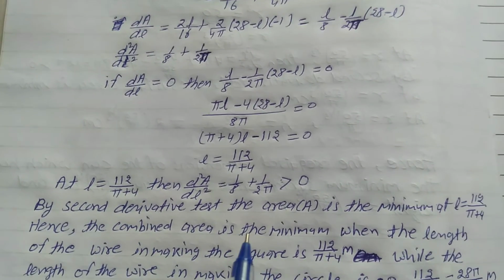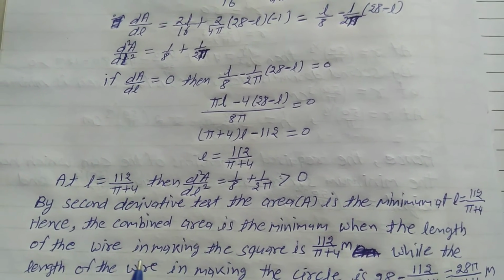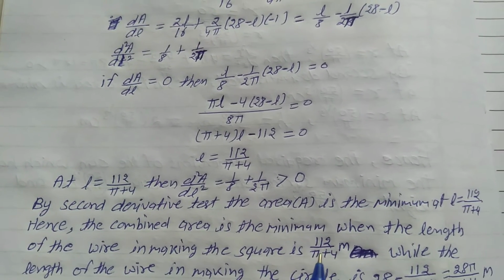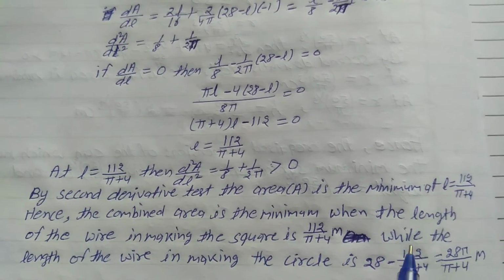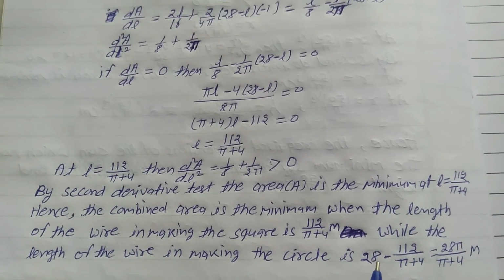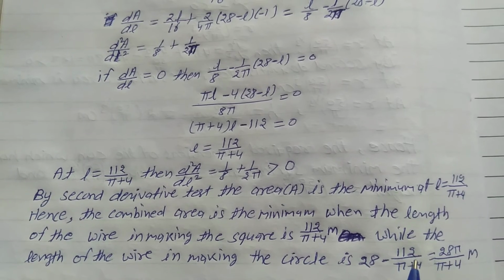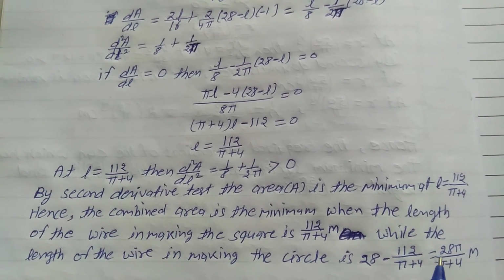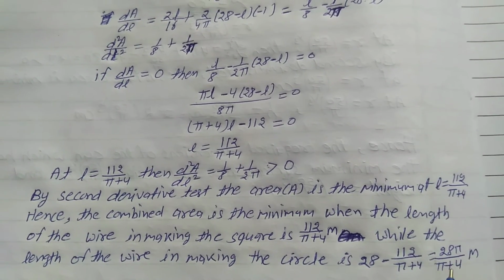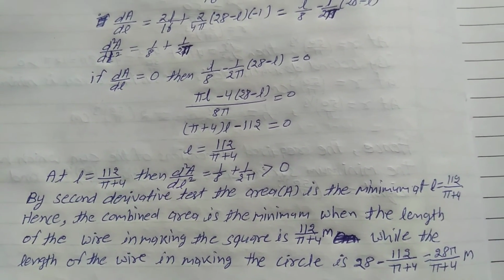Hence the combined area is minimum when the length of wire used in making the square is 112 upon pi plus 4 meters, while the length of wire used in making the circle is 28 minus 112 upon pi plus 4, which is equal to 28 pi upon pi plus 4 meters. That is the solution.